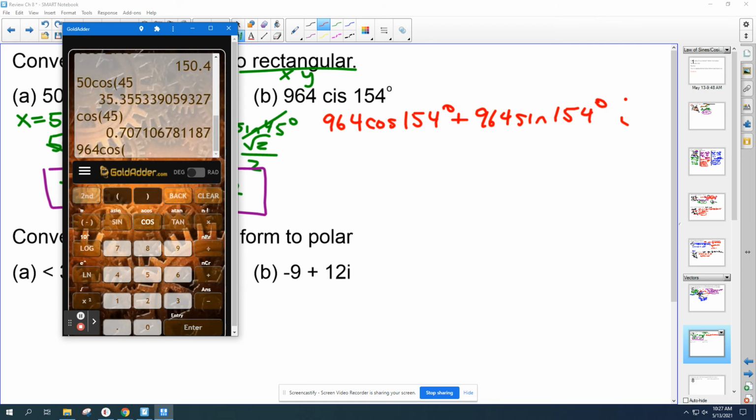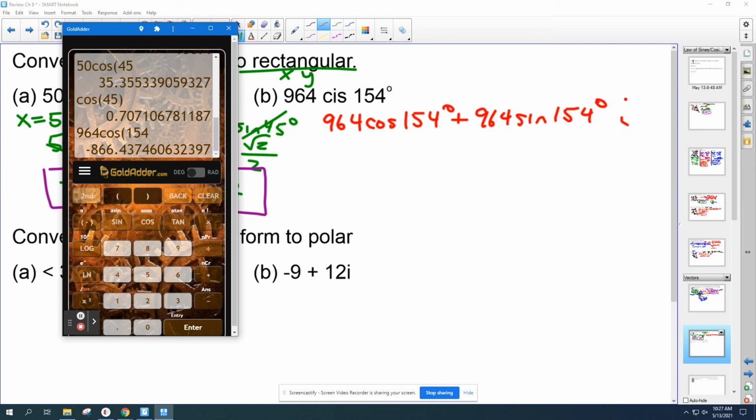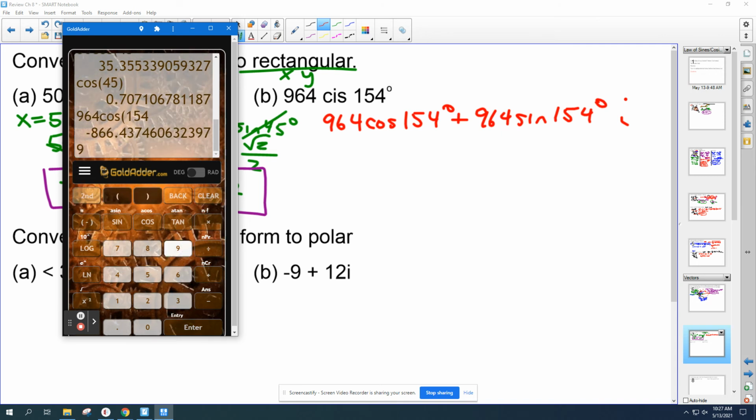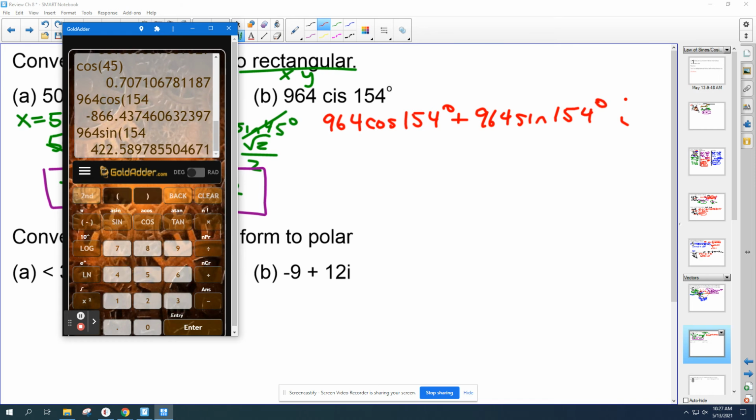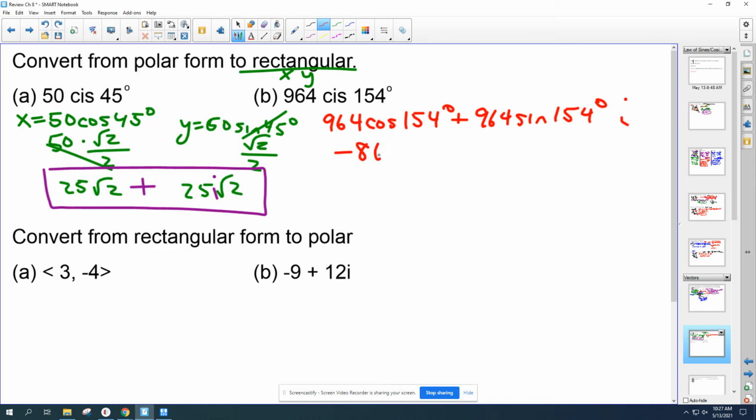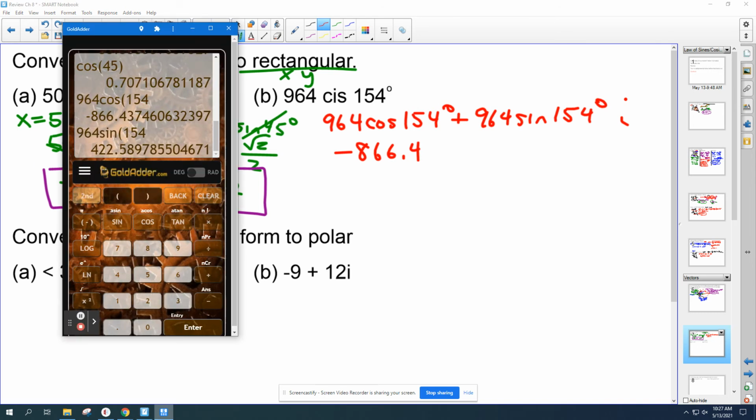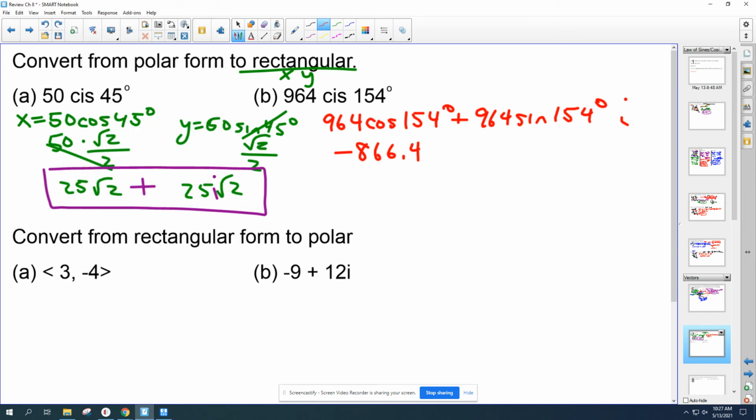964 cosine 154 and 964 sine 154. Negative 866.4 plus 422.6 with an i on it.